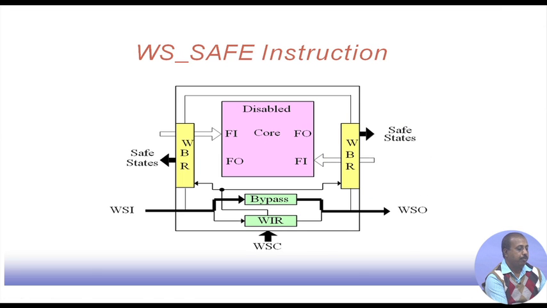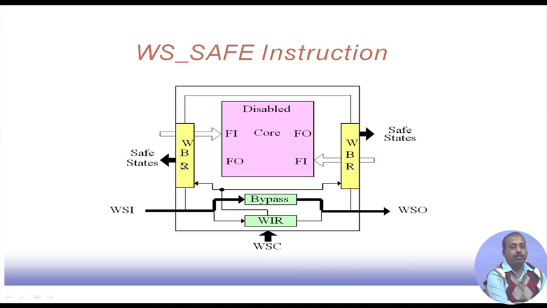Then this is the safe mode that we are talking about. In this case we are not very sure about what is going to happen in the core. That is why we do not want to put any input to the core. So, we just put some value here, so that it is a safe state. This bypass is activated because whatever is coming has to be passed. So, the bypass is activated, and we have these WBRs configured into the safe state.